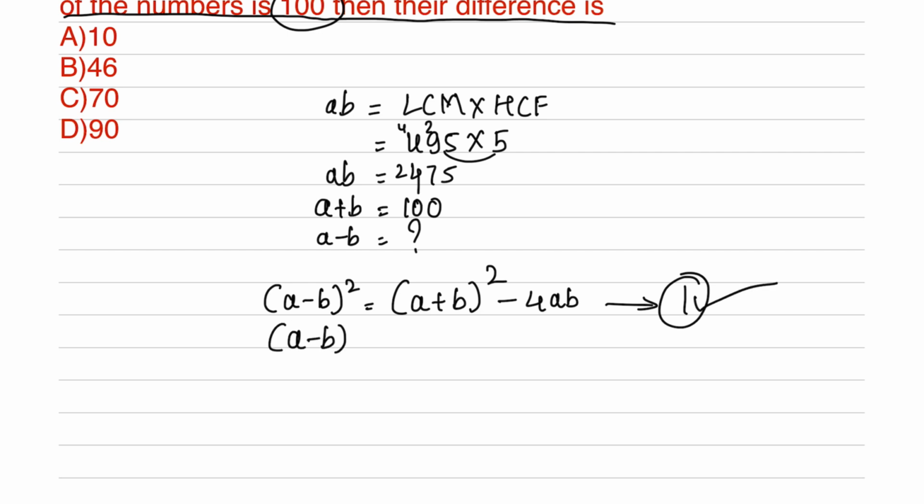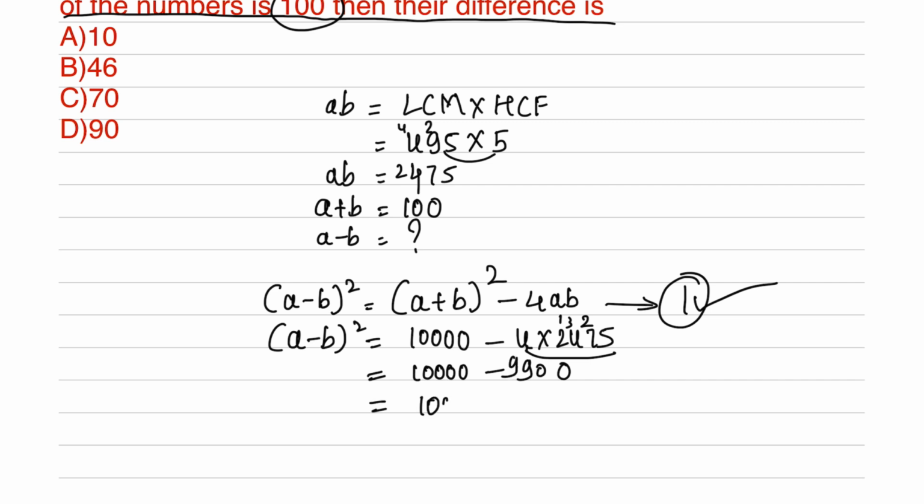See, A minus B whole square: A plus B whole square is 100 square, which is 10,000, minus 4AB, 4 into 2475. So if you solve this, 4 5s are 20, 4 7s are 28, 28 plus 2 is 30, 4 4s are 16, 16 plus 3 is 19, 4 2s are 8, 8 plus 1 is 9. So 10,000 minus 9900 is 100. A minus B whole square is 100. A minus B is root of 100, that is 10. So answer is 10. Option A is the right answer.